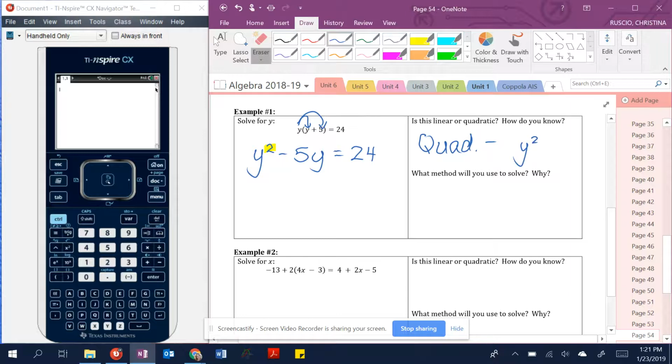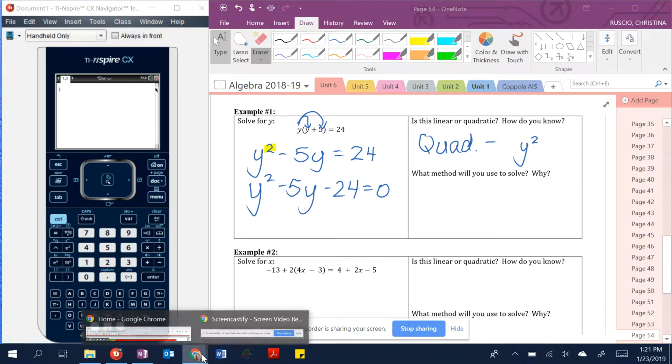Okay, so what method are we going to use to solve? Well, I'm noticing that it has a y squared, a y term, and a constant term. So I know that inverse operations is out of the picture. Let's get it set equal to 0 first. So y squared minus 5y minus 24 is going to equal 0.